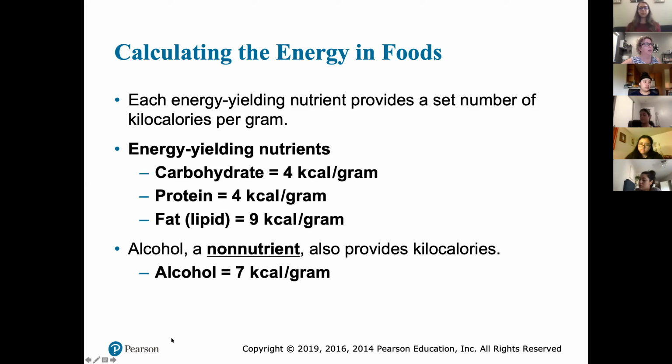Now, I would be remiss if I didn't put this up here, because a lot of you are interested in this one, right? I was a college student at one point too. And that is alcohol. Alcohol is considered a non-nutrient. It is not a macronutrient, okay? It provides no nutritional value. However, it does provide kilocalories. And so for that, I want to put it in here. And I really want you to see that when we look at alcohol, it is 7 kcals per gram.